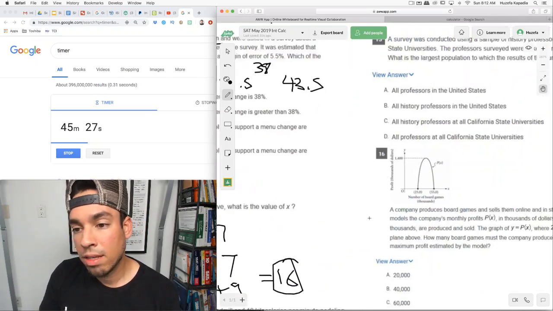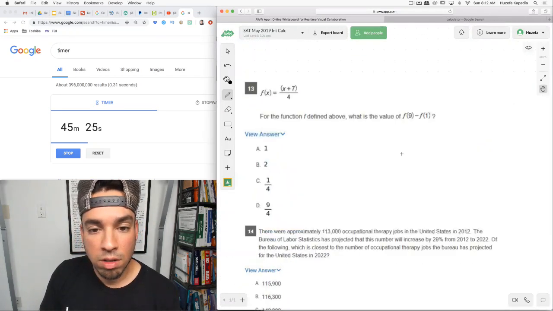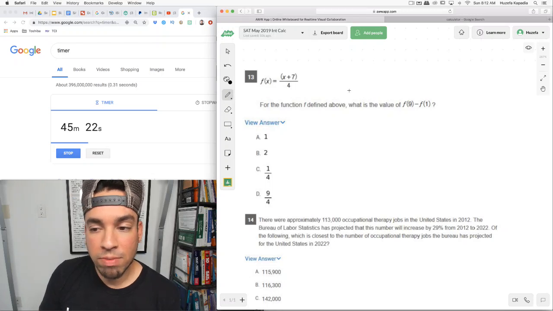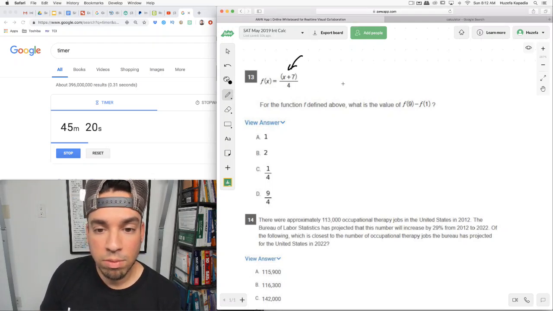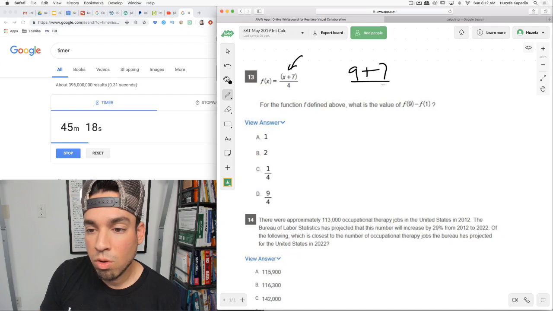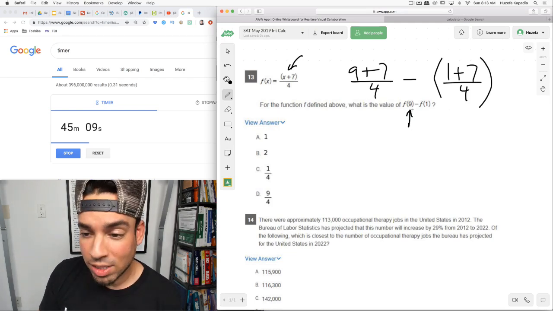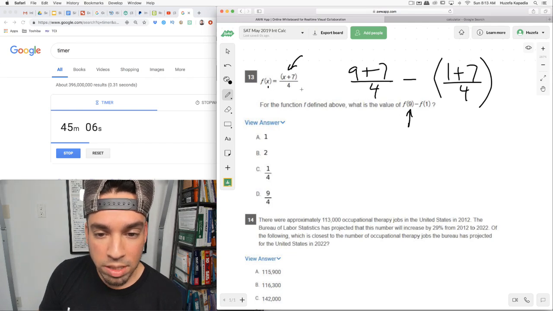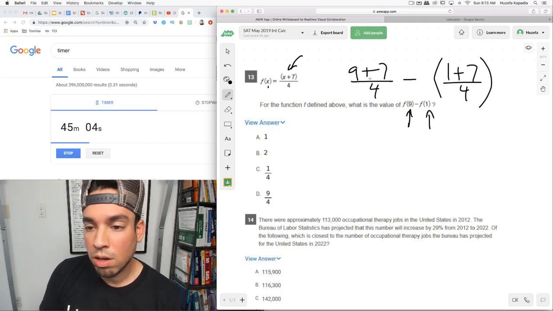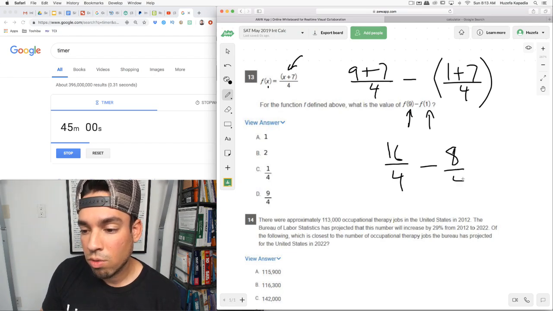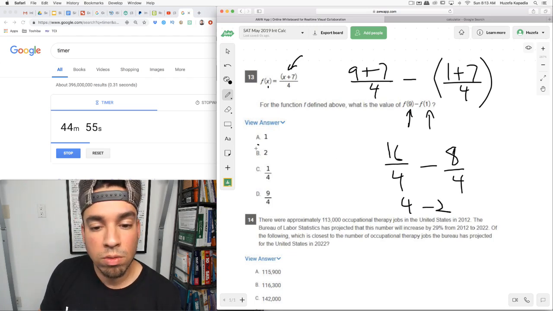All right. Next question. Boom. For the function, what is f of 9 minus f of 1? Plug 9 in right there. So it's 9 plus 7 over 4. That's f of 9 minus f of 1: 1 plus 7 over 4. See, all I did was use function notation. This means I'm plugging 9 in for x, right? It's replacing the x, so I plug it in, replacing it with 1. All right, 9 plus 7 is 16 over 4 minus, that's 8 over 4. And this is, of course, 4. This is, of course, 2. So the answer is 2. Done.